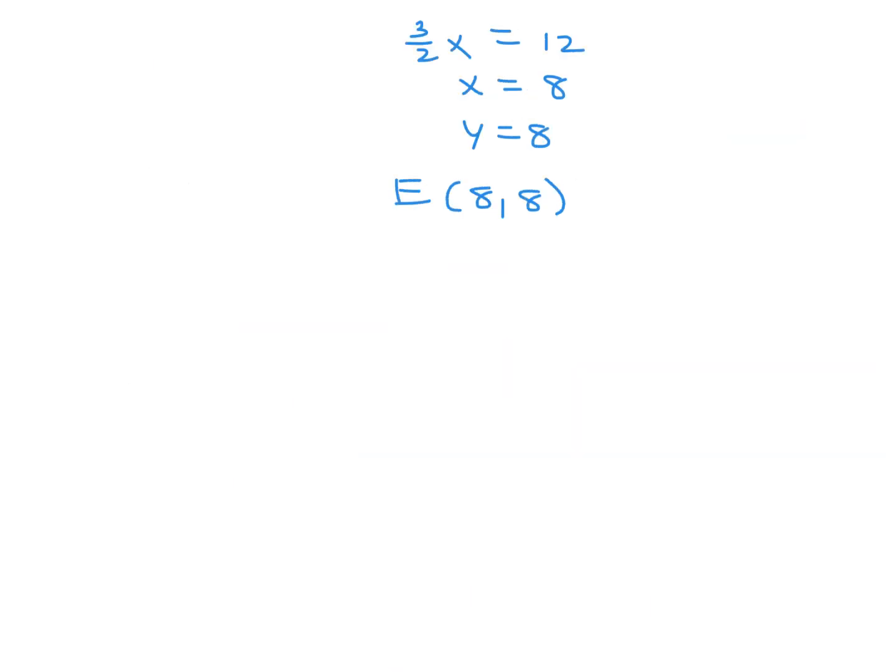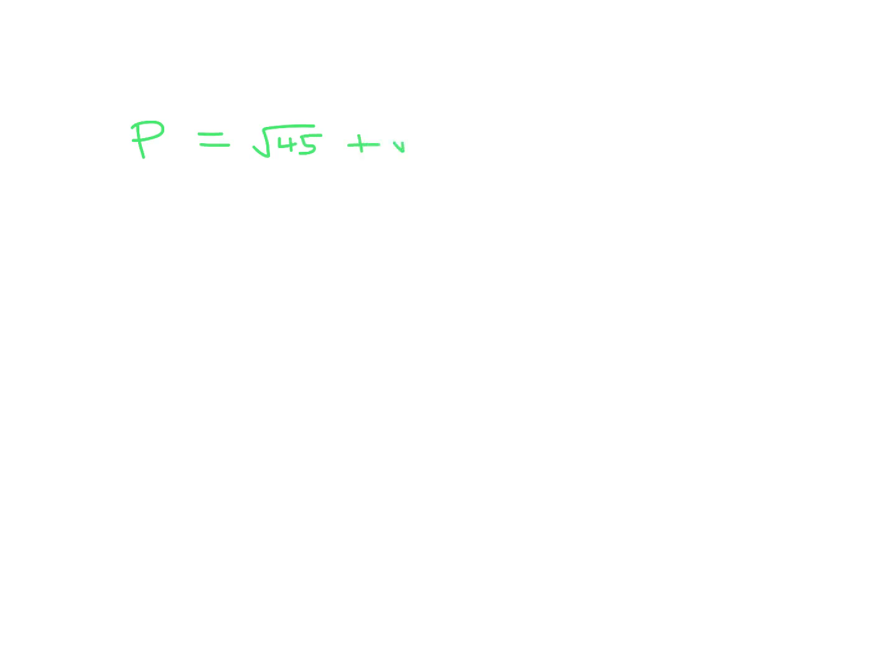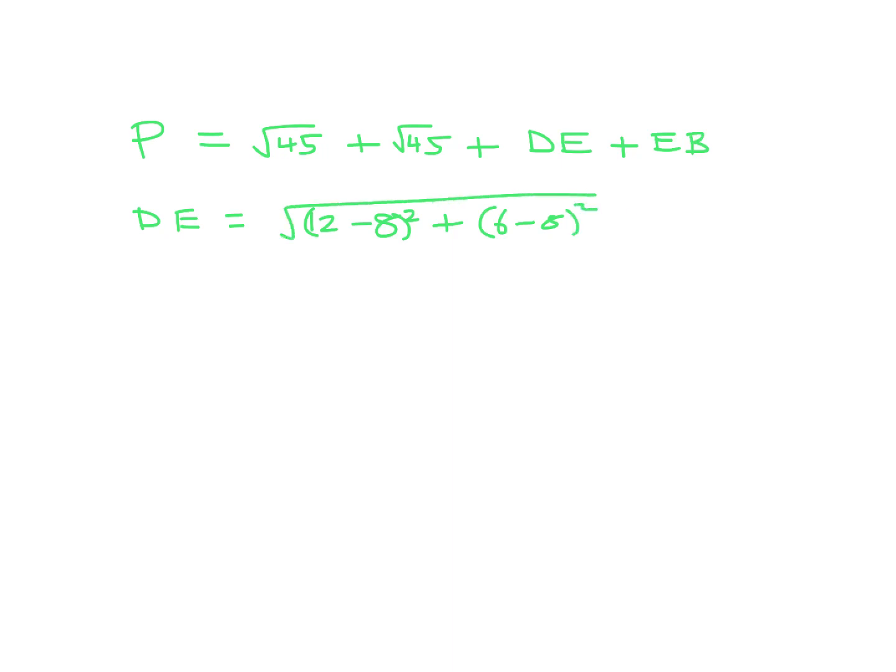Okay, so perimeter, we got those 2 root 45s in there, and then I just have to figure out the distance from D to E and the distance from E to B. And that, I think, shouldn't be too much of a problem. I'll just do them separately first. D to E, using the distance formula, is going to be 12 minus 8 squared plus 6 minus 8 squared. And this is what, 16 plus 4? So that's root 20.